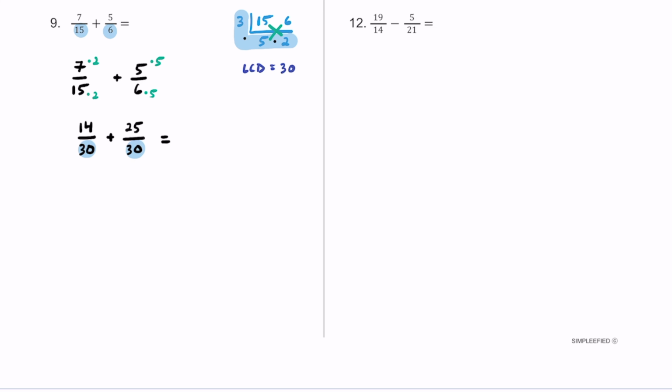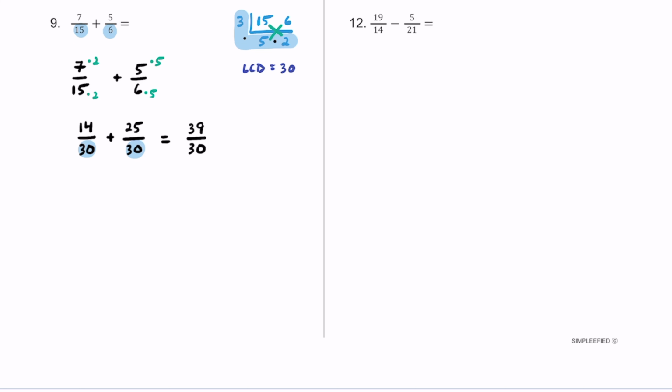So we can add 14 plus 25. 14 plus 25 should be 39. So we have 39 over 30. All right, so this is the first problem where we have to do a little bit more work because I'm noticing something right away. If you take a look at this 39 and 30, they're actually not relatively prime. They have a GCF, so think about your divisibility rules.